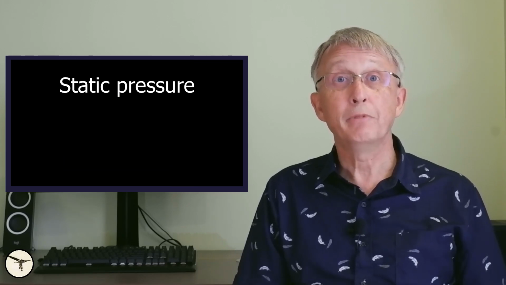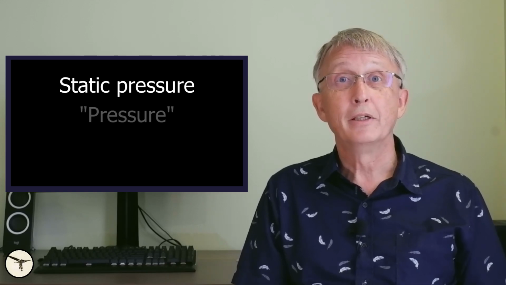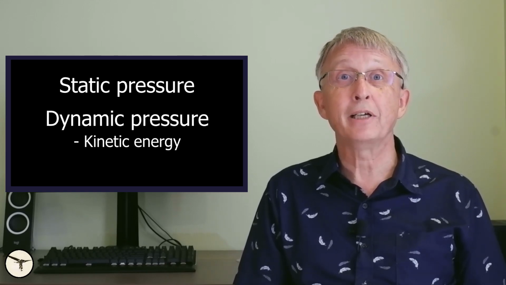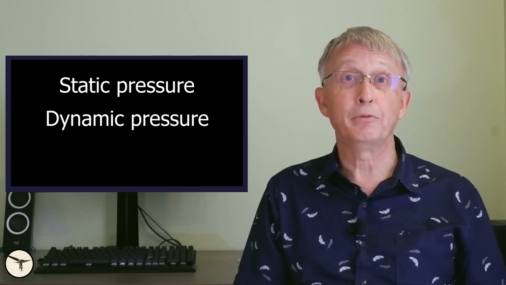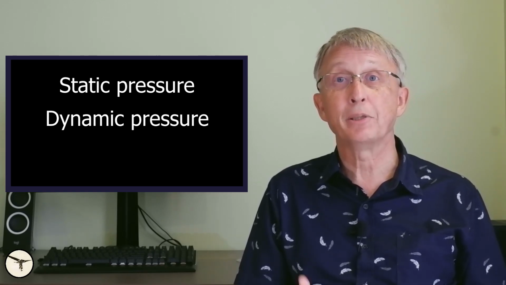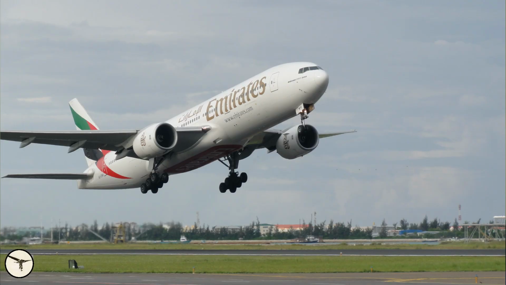An altimeter is a barometer with a scale in feet or meter. Very often static pressure is referred to as just pressure. Dynamic pressure is the kinetic energy of a fluid. It is present when a fluid is in motion, for example wind, or when an object like an aircraft is moving through the air. Airspeed indicators work by measuring the dynamic pressure.